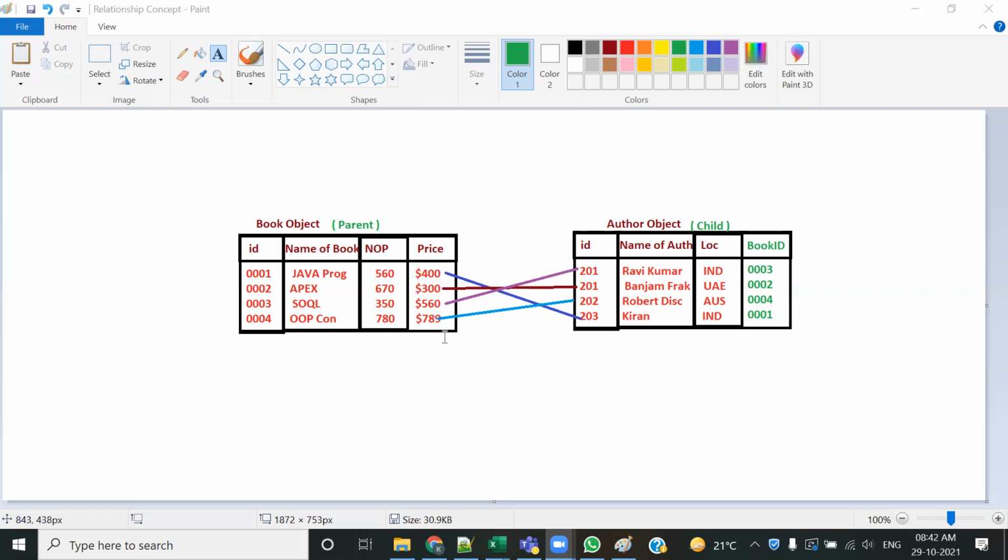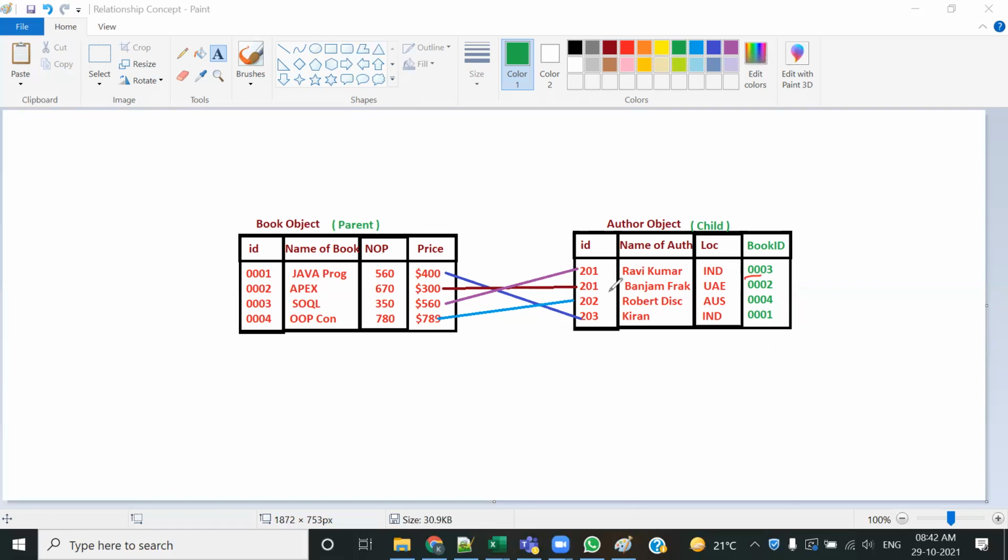So what is step number 1? Identify which one is the parent and which one is the child. Done. Step number 1 done. Now step number 2: once you know who is the child, go to the child object and create a relationship field over there. This relationship field is going to store the record ID of the respective parents. Now, Ravi Kumar is the child, so who's the parent? SOQL is the parent. What was the ID of SOQL? 0003. So in this column of book ID, for Ravi Kumar, I have transferred this 0003.